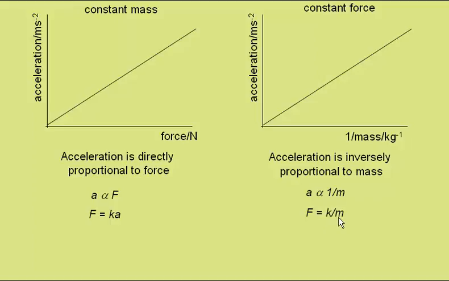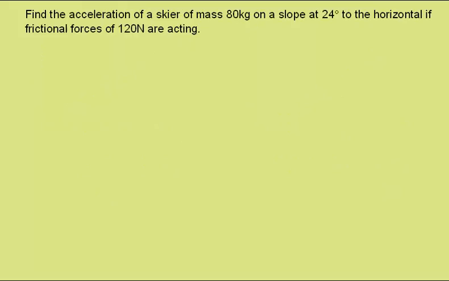We can combine these two equations and write that force is equal to mass times acceleration. This is by making our constant 1 and applies as long as the force is in newtons, the mass in kilograms, and the acceleration in meters per second squared. Let's look at a problem using this equation.